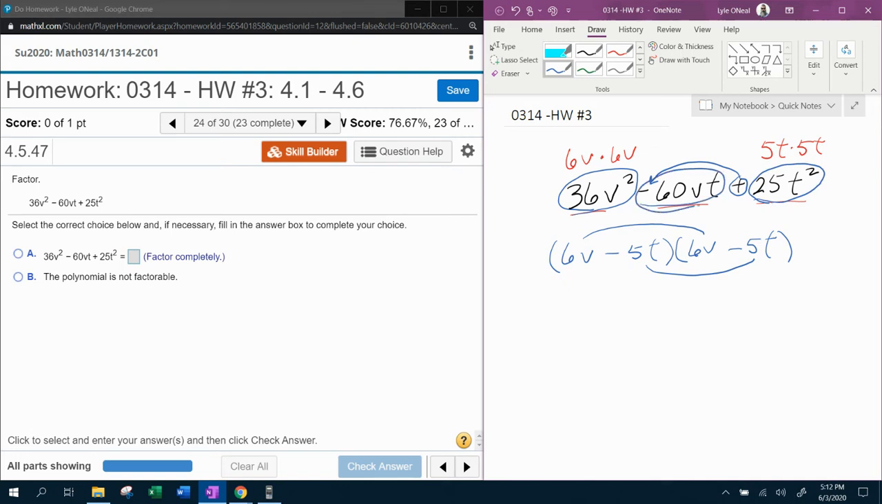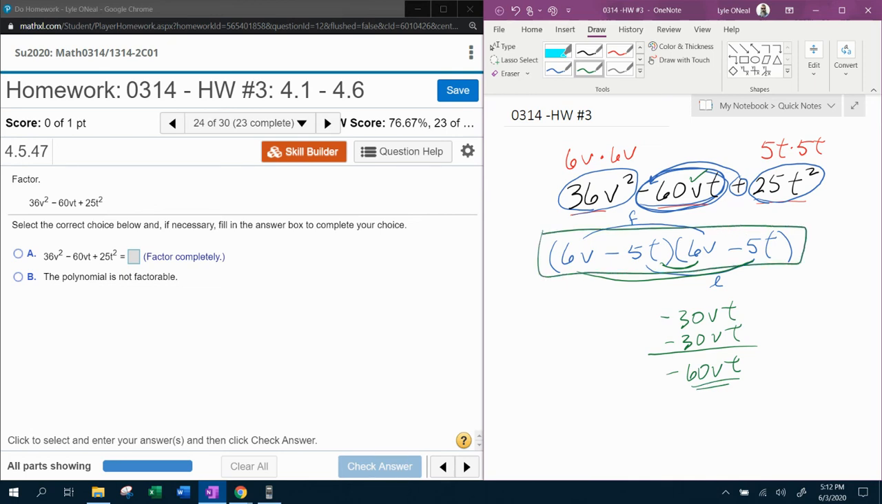What I need to make sure of is that I do get this middle term. And so if this is the first and the last, then I need to do the outside and inside to check. So the outside would be 6v times negative 5t. Negative 5 times 6 is negative 30vt. And then on the inside, 6 times negative 5, that's a negative 30vt. And if I combine those, I get negative 60vt, which is the middle term. And so since I did get my negative 60vt, that means this was a perfect square trinomial and that this is factored correctly.